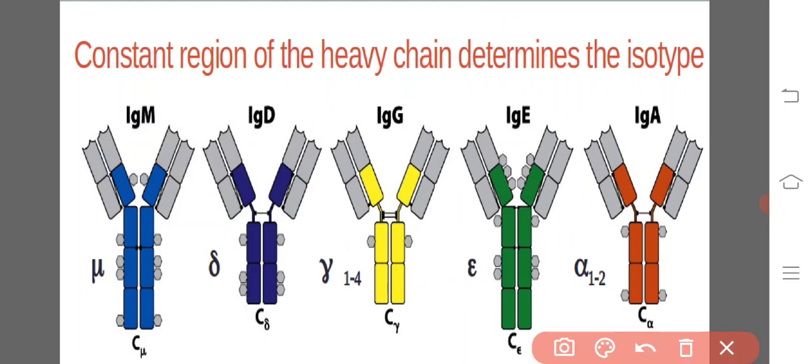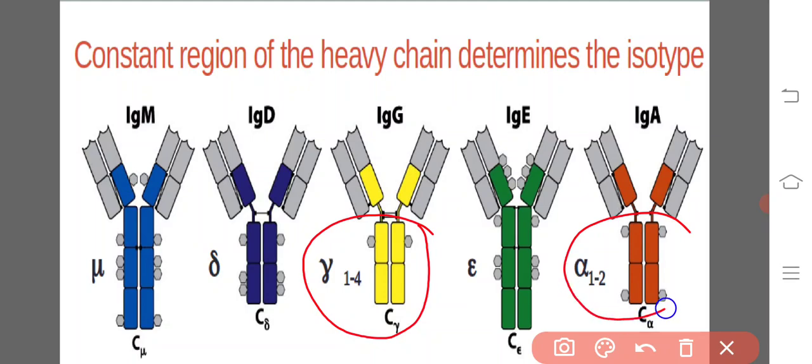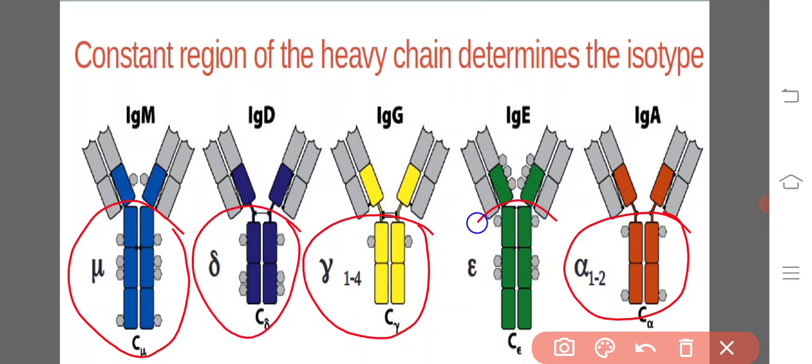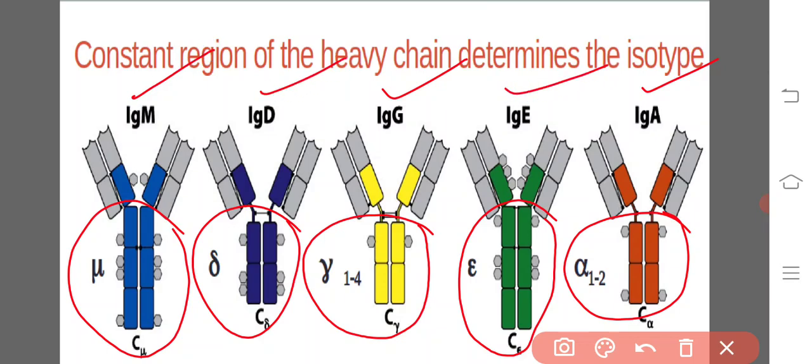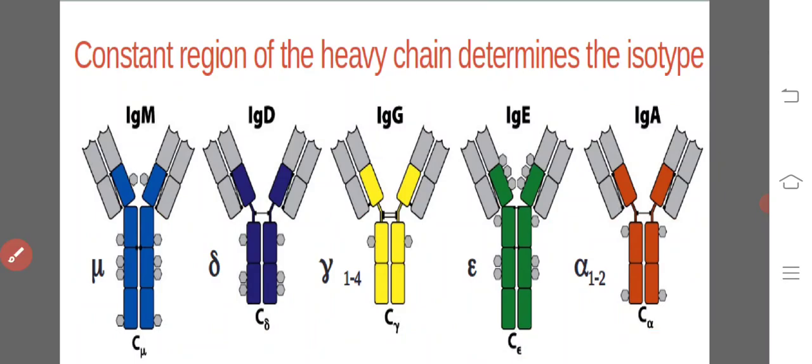Here you can observe, this is the gamma type of heavy chain and this is the alpha type of heavy chain, a mu type of heavy chain and the delta type of heavy chain, and finally this is the epsilon type of heavy chain. Thereby they have given the names IgG, IgA, IgM, IgD and IgE. So it is the constant region of the heavy chain that determines the isotype of the antibody, that we should remember.